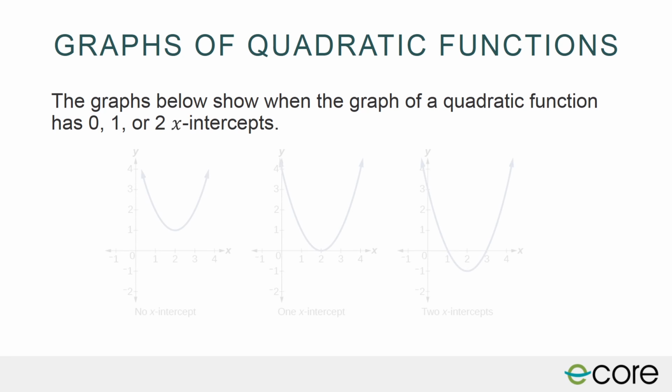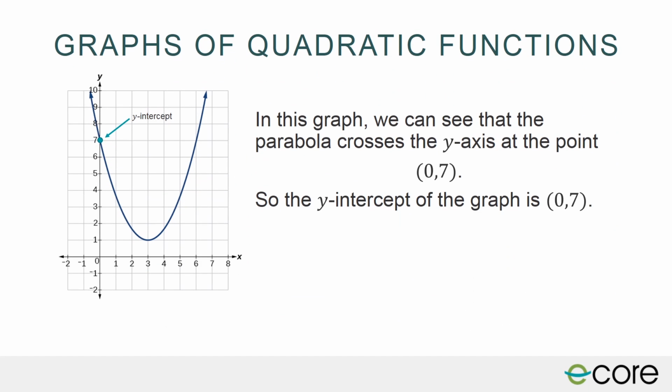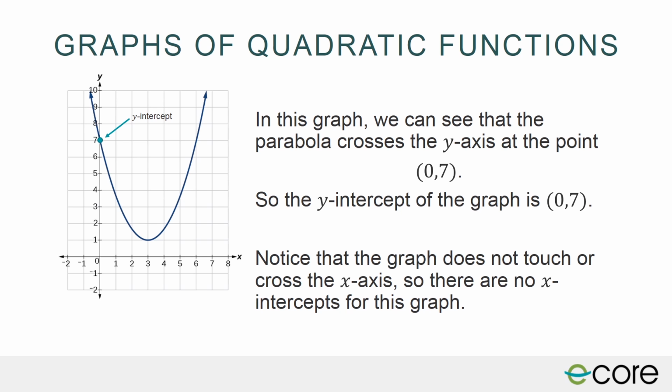The graphs below show when the graph of a quadratic function has 0, 1, or 2 x-intercepts. On the left, we see the graph never touches the x-axis. In the middle, only the vertex touches the x-axis, and on the far right, we see that the graph crosses the x-axis twice. In this graph, we can see that the parabola crosses the y-axis at the point (0, 7), so the y-intercept of the graph is (0, 7). Notice that the graph does not touch or cross the x-axis, so there are no x-intercepts for this graph.